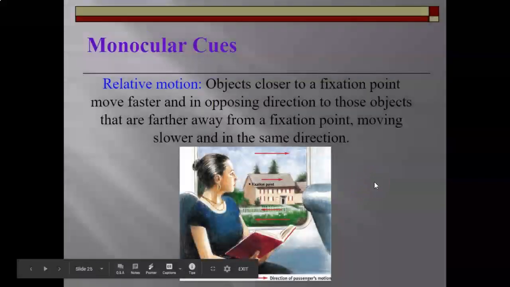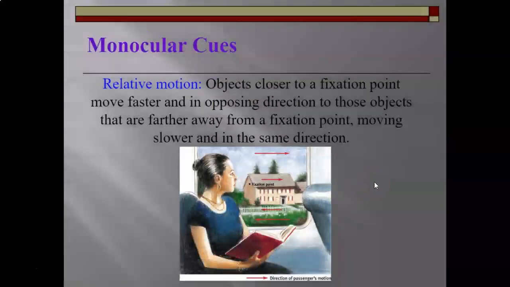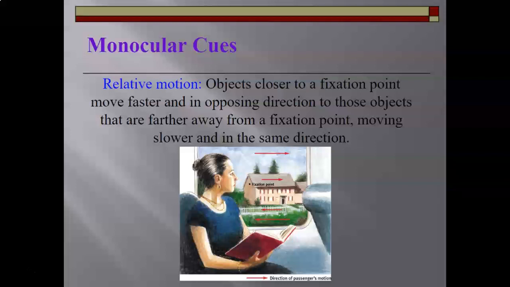We also use relative motion, so objects closer to a fixation point move faster in an opposing direction to those that are farther away from a fixation point, moving slower and in the same direction.